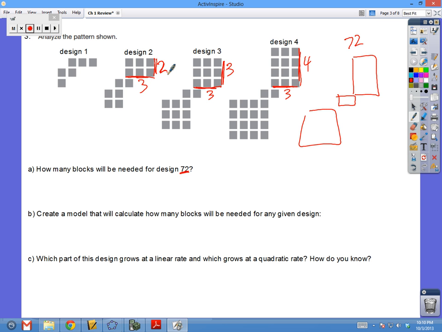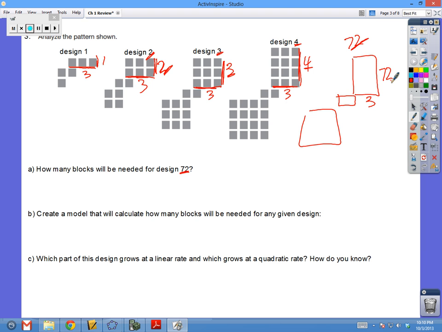So from picture to picture, the base does not change. It's always 3 wide, 3 wide, 3 wide. So I'm going to assume this is going to be 3 wide. Design 1 is also 3 wide, and it is 1 tall. Okay, the only thing that changes is each design it gets 1 row taller. So design 4 is 4 tall, 3 is 3 tall, 2 is 2 tall, so that's easy. The height is going to be the same as the design. So design 72, that means it's going to be 72 tall.